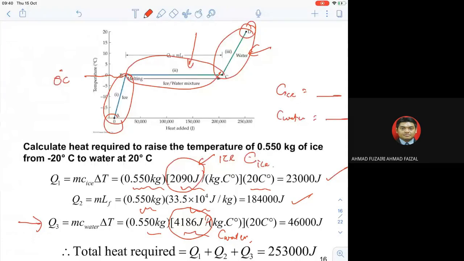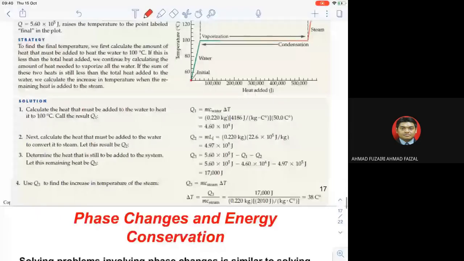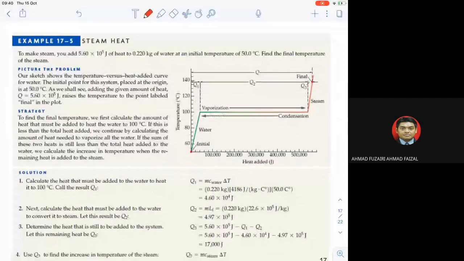Okay. Now we may look at the last example for today. So the steam heat. Okay. To mix steam, you add 5.6 × 10^5 joule of heat, okay, to 0.22 kilogram of water at an initial temperature of 50 degrees Celsius. Find the final temperature of the steam. Okay, so daripada 50 naik jadi 100 dulu.